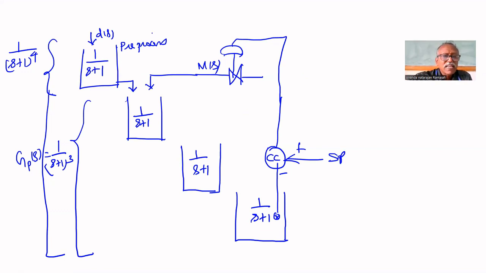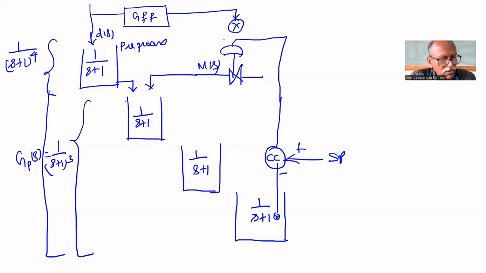Therefore, if you want to design a controller, for any change here, you have to measure the disturbance. You have to put a feed-forward controller here, that has to be added to this input. That's all. Now we have to find a GFF.